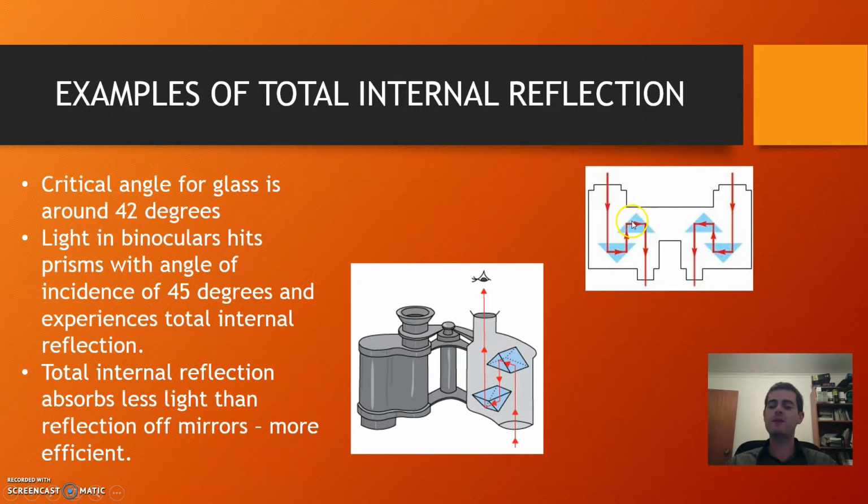And then the same thing happens in the next prism. And then it comes out through the eyepiece. So these prisms are specially shaped with angles of 45 degrees so that light passing into there experiences total internal reflection and bounces off those sloped surfaces.